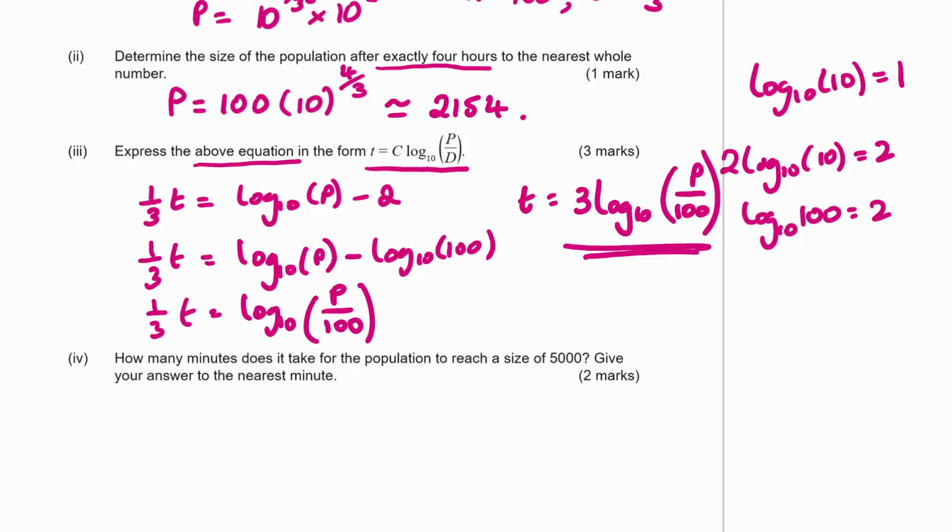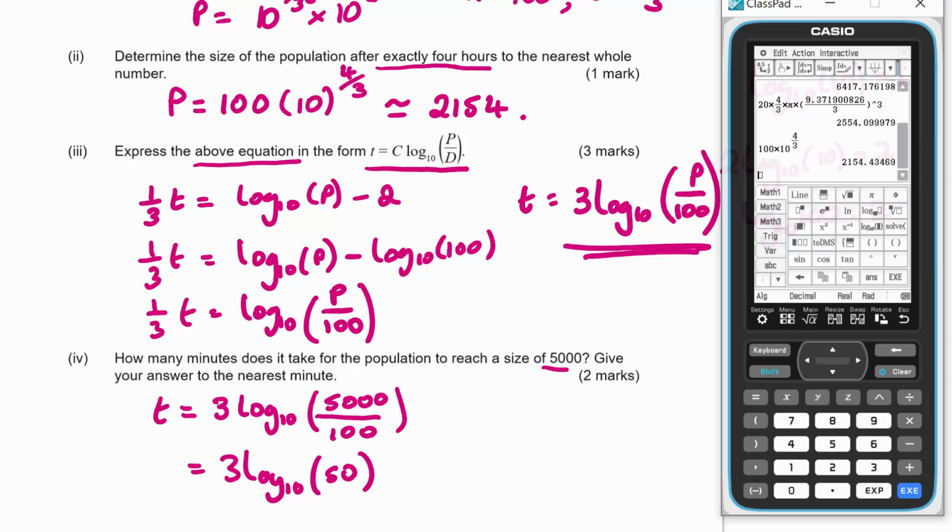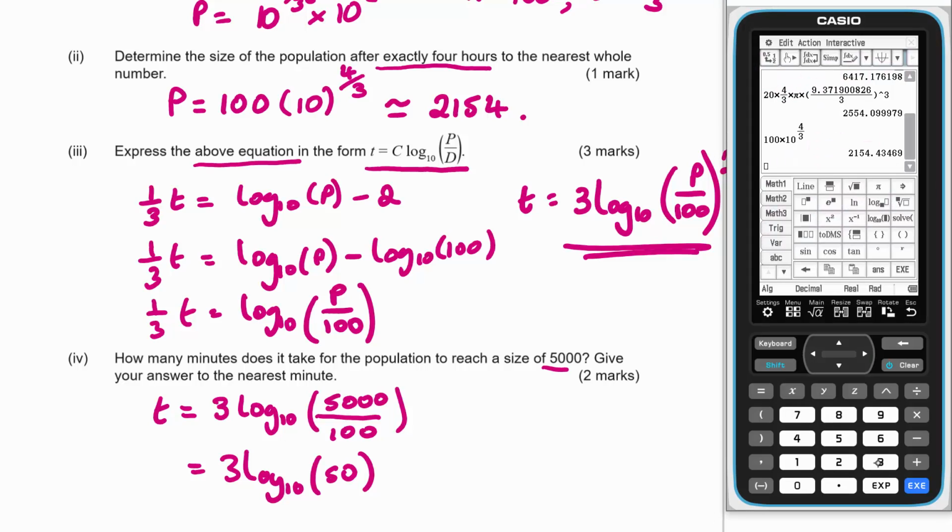How many minutes does it take for the population to reach a size of 5,000? So we've got t is equal to 3 log to the base 10 of 5,000 over 100, or 3 log to the base 10 of 50. So 3 times log to the base 10 of 50 is 5.0969.